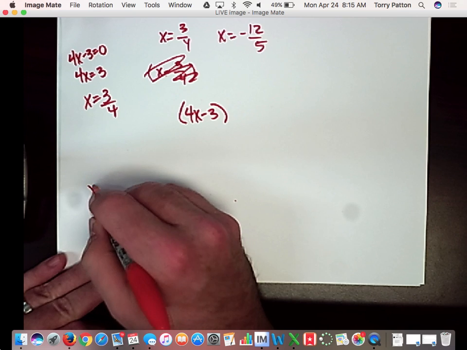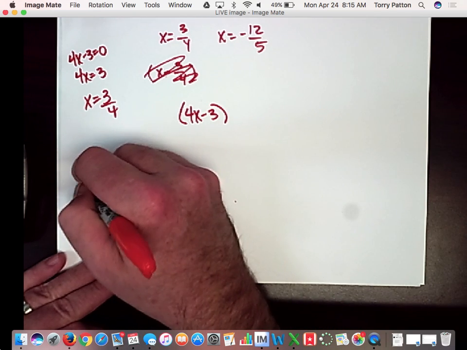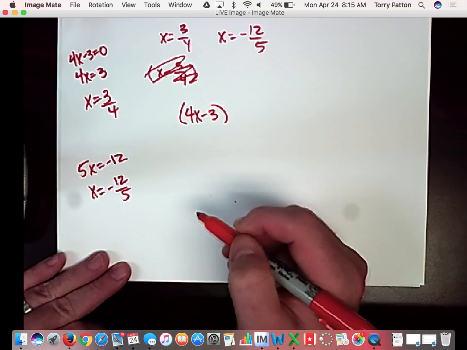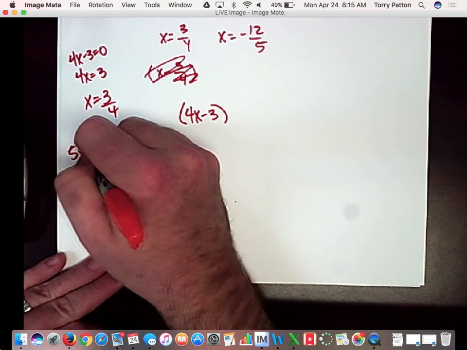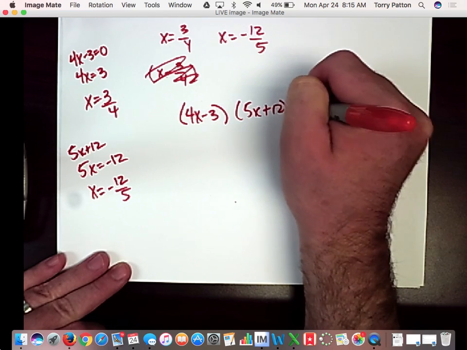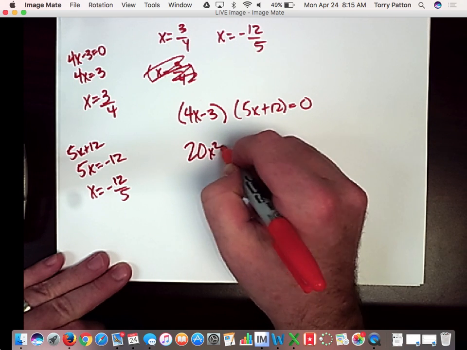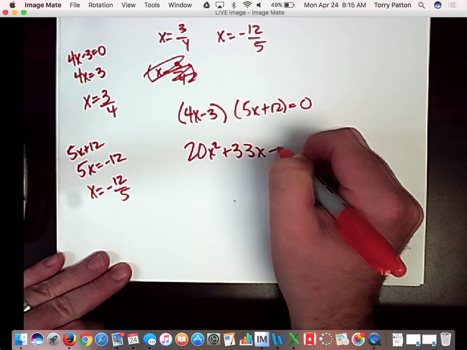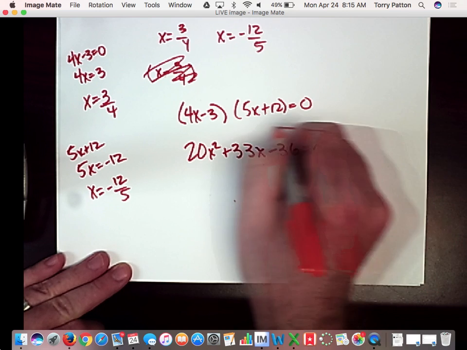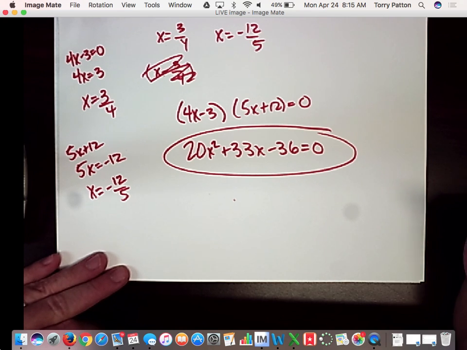Likewise, if you had x equals negative 12/5, the step before that said 5x equals negative 12. And the step before that was 5x plus 12. If you FOIL this, you get that. That's the method I prefer. But you could check yourself.